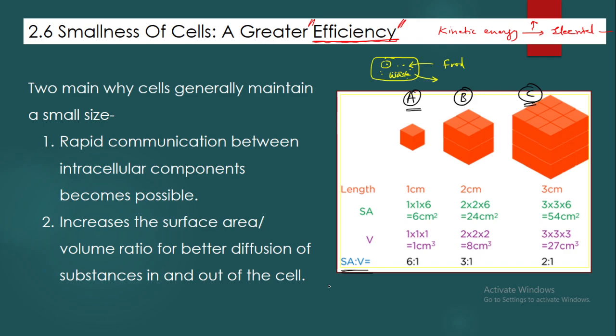So what you are getting, 6 divided by 1, so 6 is to 1. When each side of the cube is 2 centimeters, then surface area is coming 24 and volume is coming 8. So the ratio is coming 3 is to 1. Similarly, if the side of the cube is 3, then the ratio of the surface area to volume is 2 is to 1. That means if you are increasing the size, what is happening? The surface area to volume ratio is decreasing.